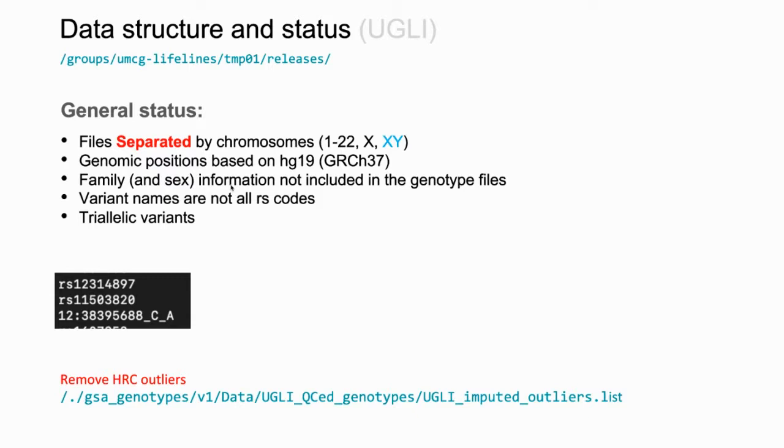The family and sex information is not included in the genotype files, as I showed you a couple of slides ago. The variant names are not all RS codes. So you have some RS codes, but you also have things like this, or you even have things like dot or dot dot. So that's something you have to take into account. Always try to look for the position, reference, and alternative allele, and that would be the single identifier of the SNP.